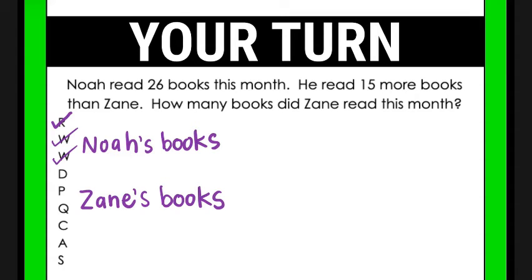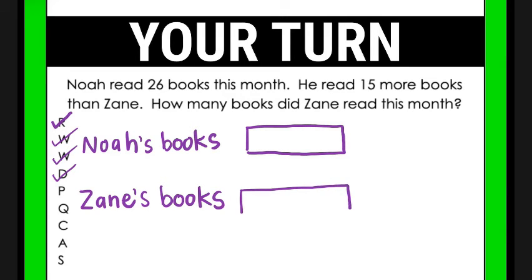Now the D stands for draw. So we're going to draw our unit bars. And remember, we keep them the same size. So I'm going to draw one for Noah. And I'm going to draw another one for Zane. So you do the same on your paper now. So now the P stands for plug in the information. So it says Noah read 26 books this month. So let's put that in for Noah.